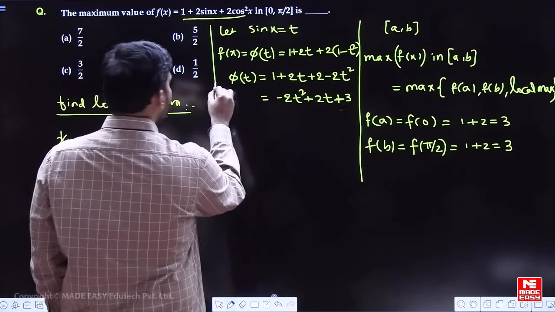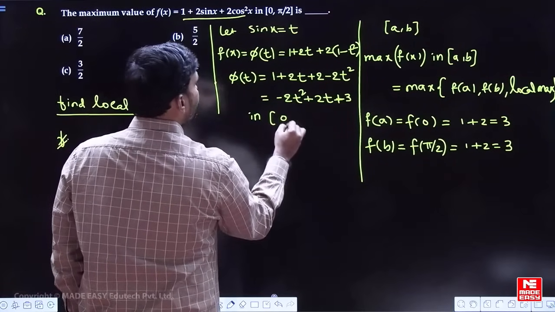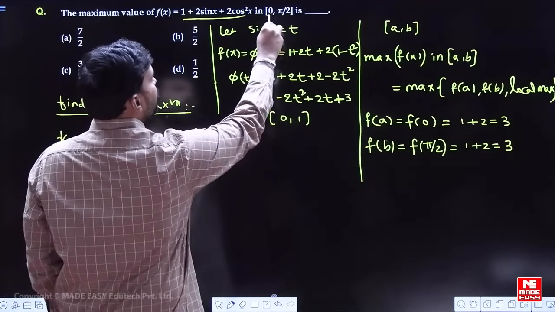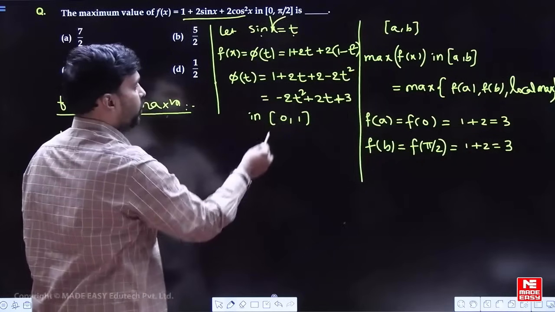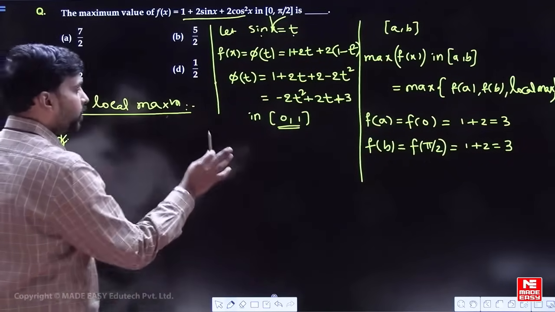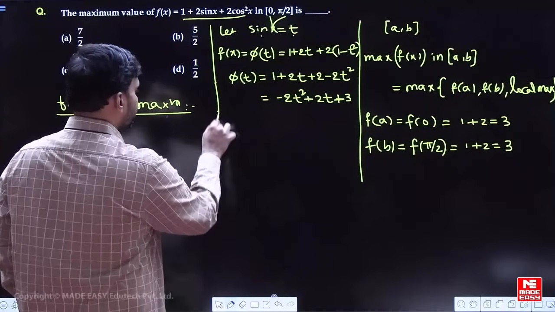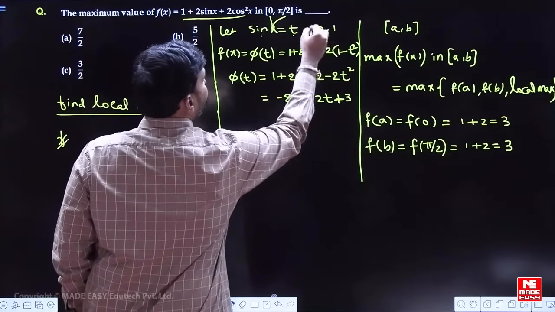And what will be the interval? In the interval 0, 1, because you know for x equal to 0, t is equal to 0, and x equal to pi/2, t is equal to 1. So this is the interval 0, 1. So no problem, you need not take the interval also. Now just have a look at this once. Okay, you take the interval 0, 1.